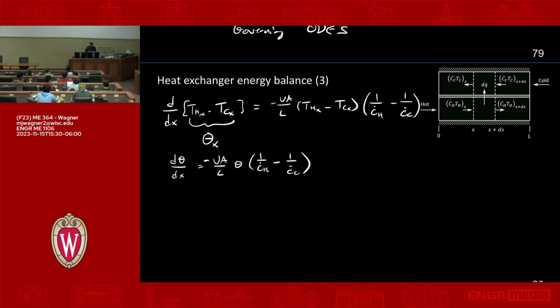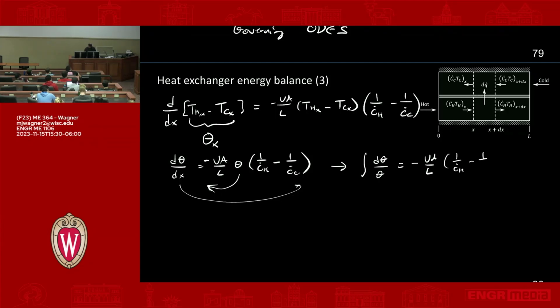This can be solved if we separate. So let's bring theta over to the left, and let's bring dx over to the right, and then integrate those two. So we do that. I will write that here. So this looks like the integral of d theta over theta equals minus UA over L times 1 over C dot h minus 1 over C dot c times the integral of dx.